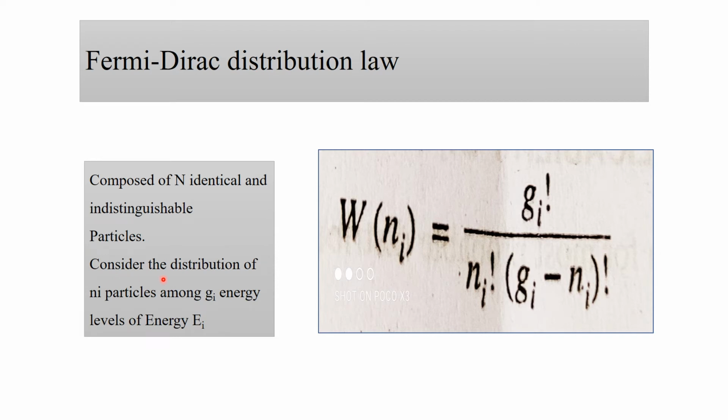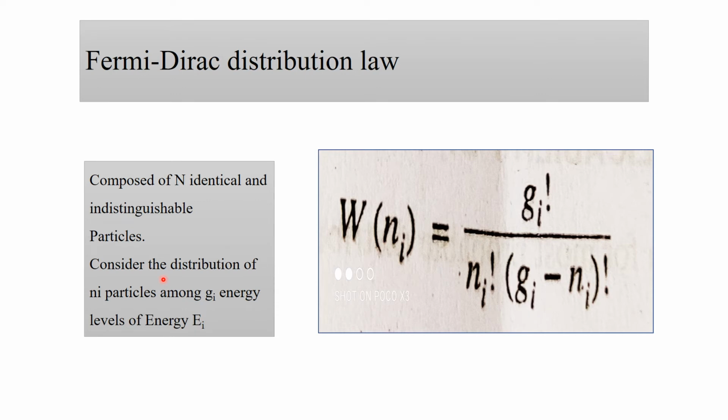Fermi-Dirac distribution. The Fermi-Dirac systems are composed of N identical and indistinguishable particles. The distribution of such particles in various quantum states is given by Pauli's exclusion principle. The total number of particles and the total energy of the system are constant. Let us consider the distribution of Ni particles among Gi energy levels of energy Ei. In this case, Gi is very much larger than Ni, such that a maximum of one particle can occupy an energy level. That is, the occupancy of an energy level is either 1 or 0.